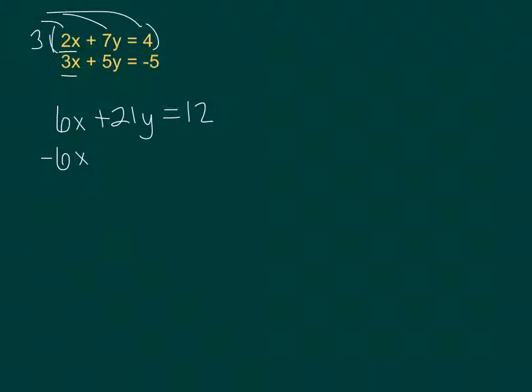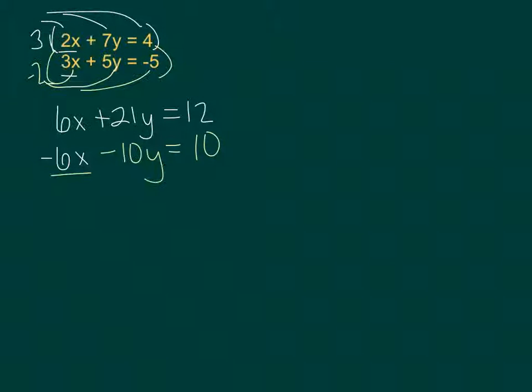Now make sure that you're multiplying each component by that, we call it a scalar. Alright, so in our second equation, we want to turn that 3x into a negative 6x. So I'm going to multiply by negative 2. And negative 2 times 3x is this negative 6x. Negative 2 times the 5y is negative 10y. And negative 2 times negative 5 equals positive 10.